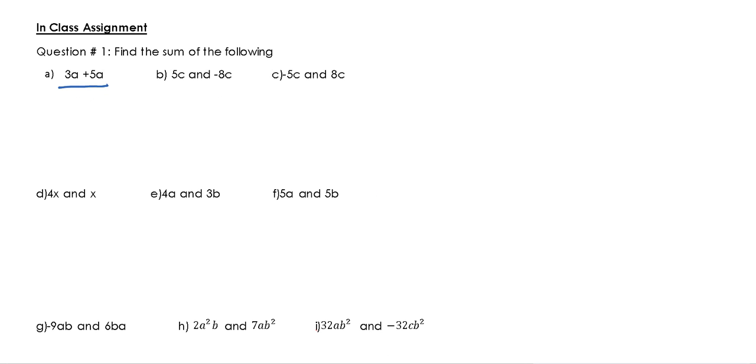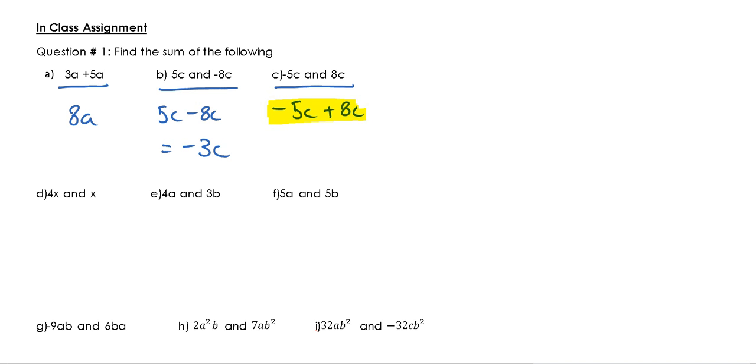I have 3a plus 5a, so the letters are the same, so this will be 8a. 5c minus 8c, that's going to be negative 3c. And over here I have 5c and 8c, so this is the same thing as negative 5c plus 8c. And if you're not very good with doing these kinds of problems, a very good thing you could do is just flip this around. This is the same thing as 8c minus 5c, which is going to be 3c. Okay, so 3c is the final answer there. Or you can just directly go to 3c if you're very good with negative numbers.